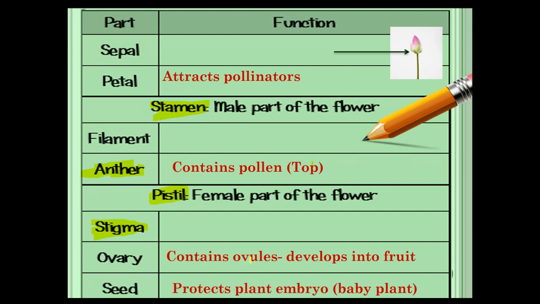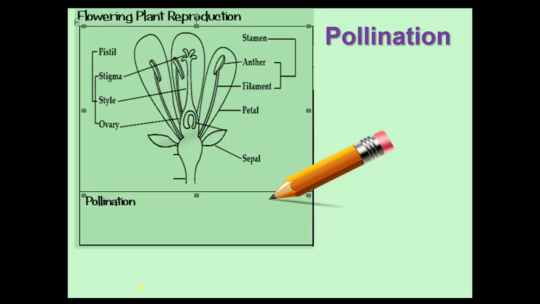And then last but not least is the seed. The seed is usually going to be hard because it's protecting the baby plant that's inside. So it just has a tiny little plant embryo inside, and until the conditions are right, the fruit will protect that seed, and then that seed could possibly grow into a new plant.